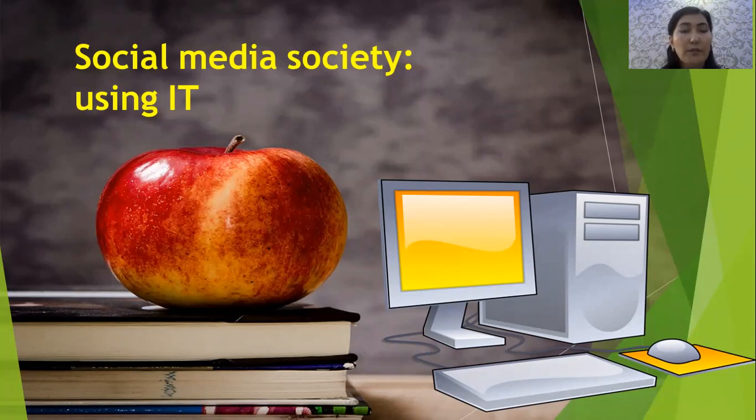So today we'll talk about technology. The 21st century is the century of technology, and we cannot imagine our life without using technology. Technology is a part of our life. Thinking about the past years, we can think about how people lived without technology. So today we'll talk about using IT.